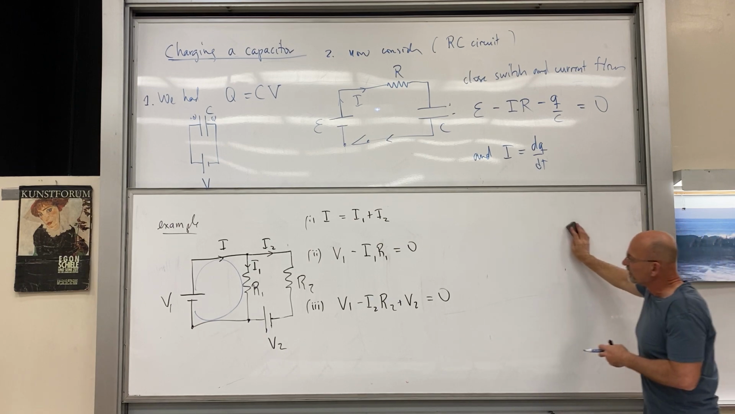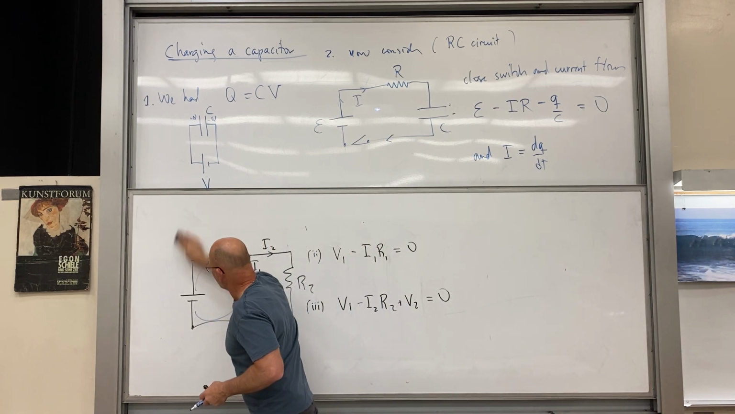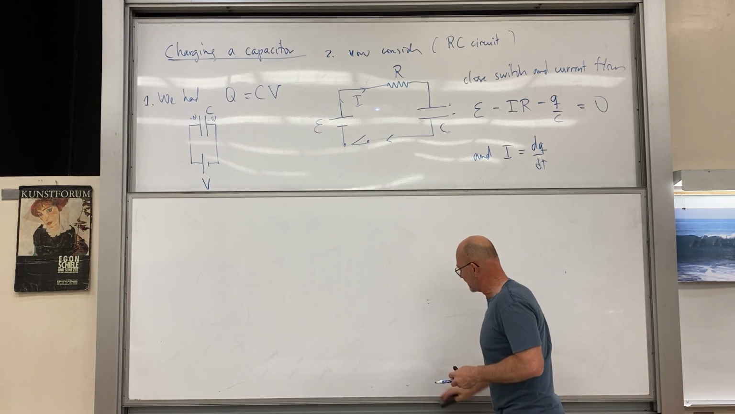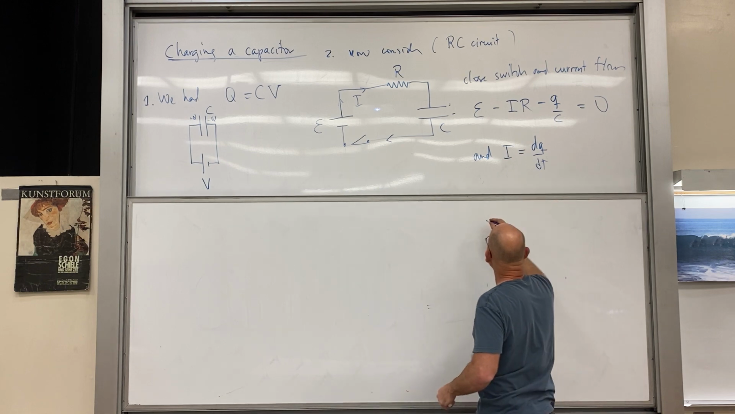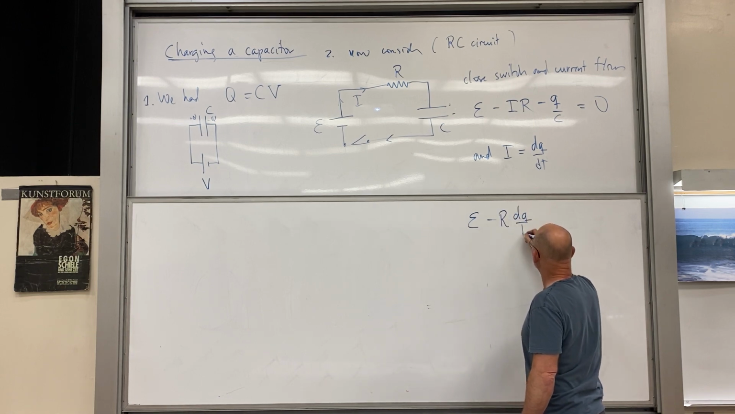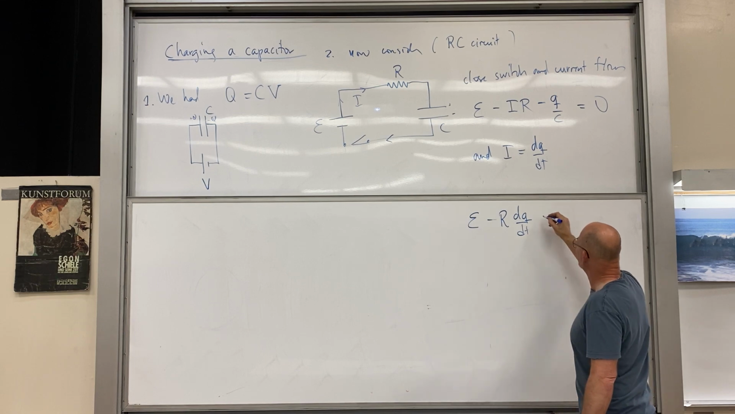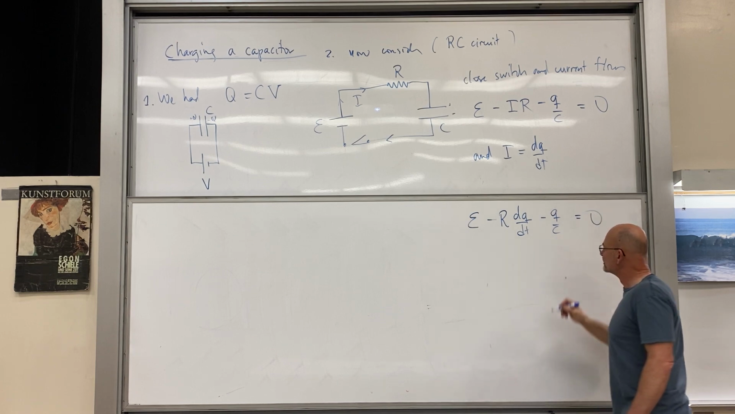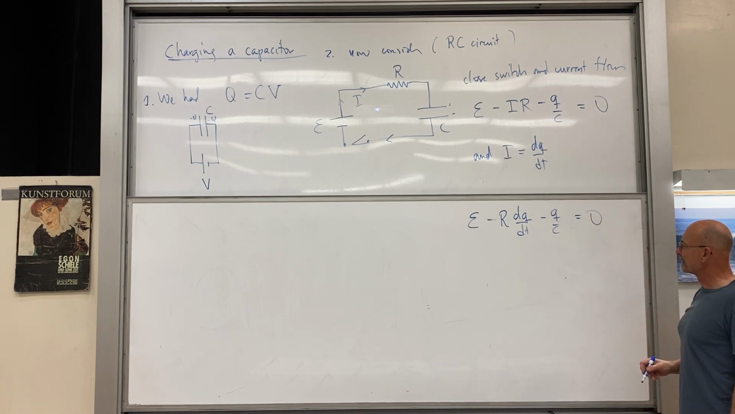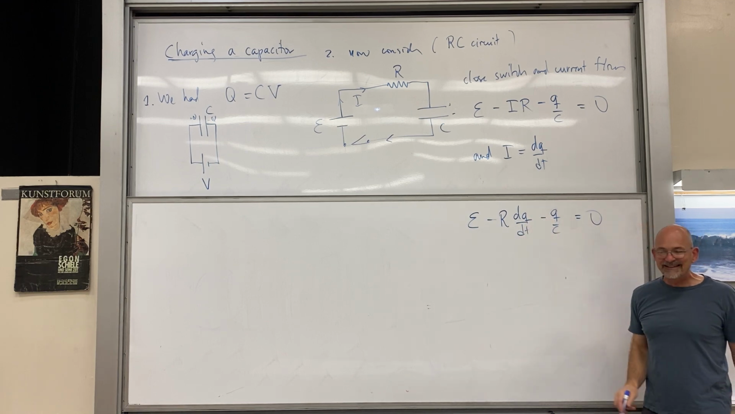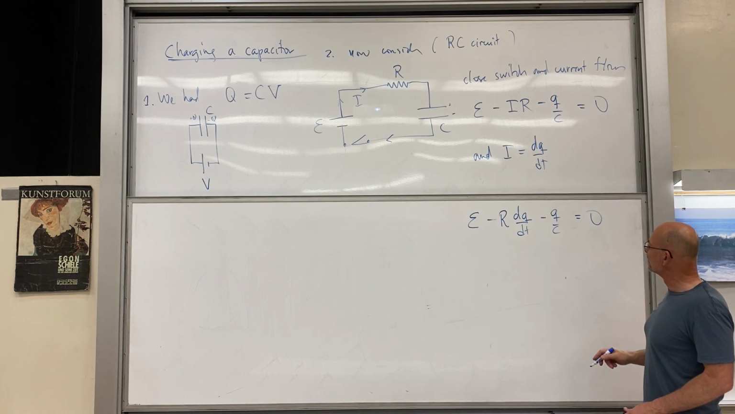So we'll put the current in there, get our differential equation, and then solve it and see what happens. So we have E minus R dQ dt minus Q over C is equal to 0. And what we have to do is solve for dQ on one side of the equation and dt on the other. So that's called separation of variables.